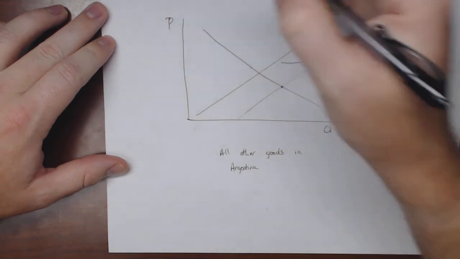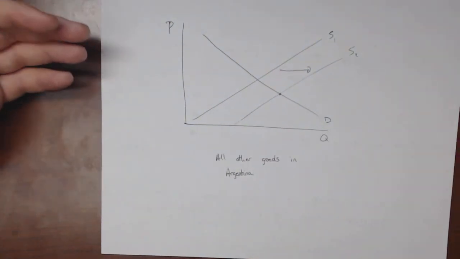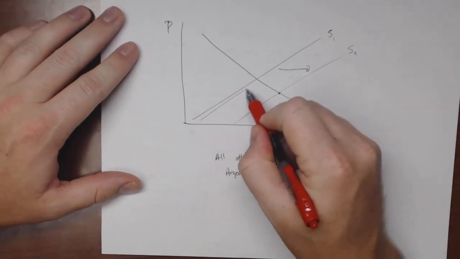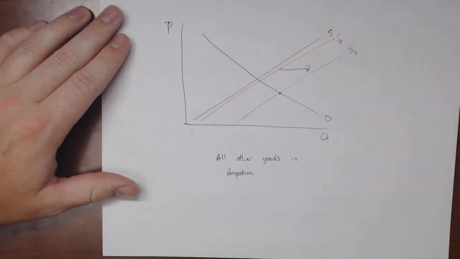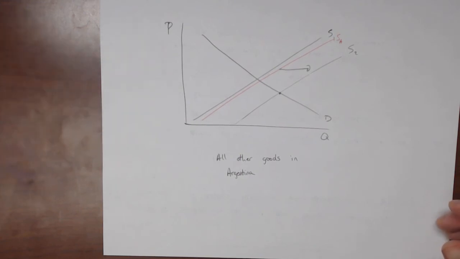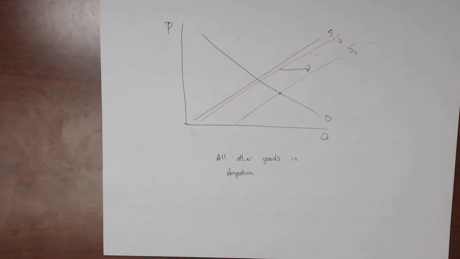Okay, now admittedly, I've drawn the shift in supply to be huge and massive. In reality, it would probably be significantly smaller, something more like that. But the point is that there would be an increase in the supply of all other goods. Everyone else would be free to do more things, right? And the price of all goods and services in the entire country would come down, making everyone wealthier because they can afford more things.